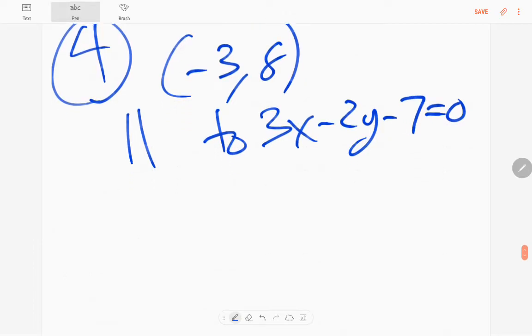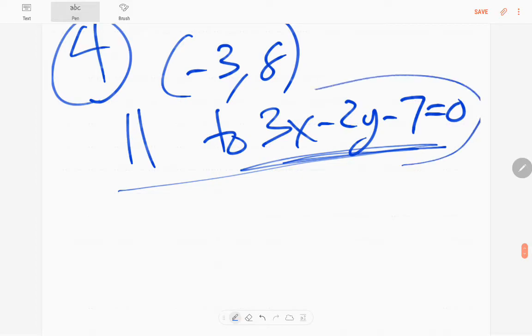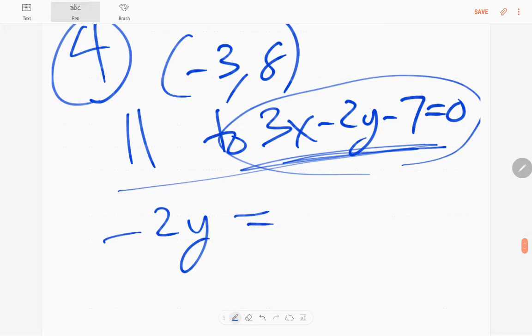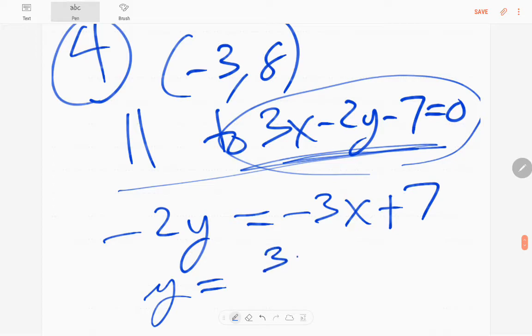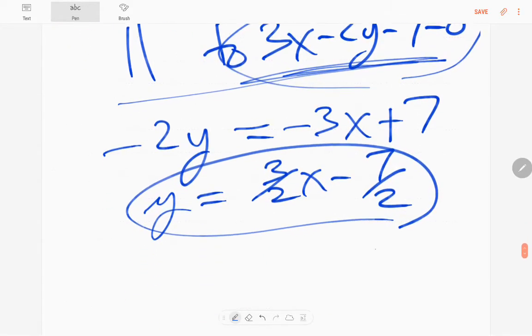But if the line we're looking for is parallel to this line, it's going to have the same slope. So how do you find the slope of this line? Just solve for y and look at the coefficient of x. So I'm going to leave the -2y on the left side of the equation, bring over the 3x, make it negative, bring over the -7, make it positive, and then divide both sides by -2. And this is what you get. So notice the slope of the line is 3/2.